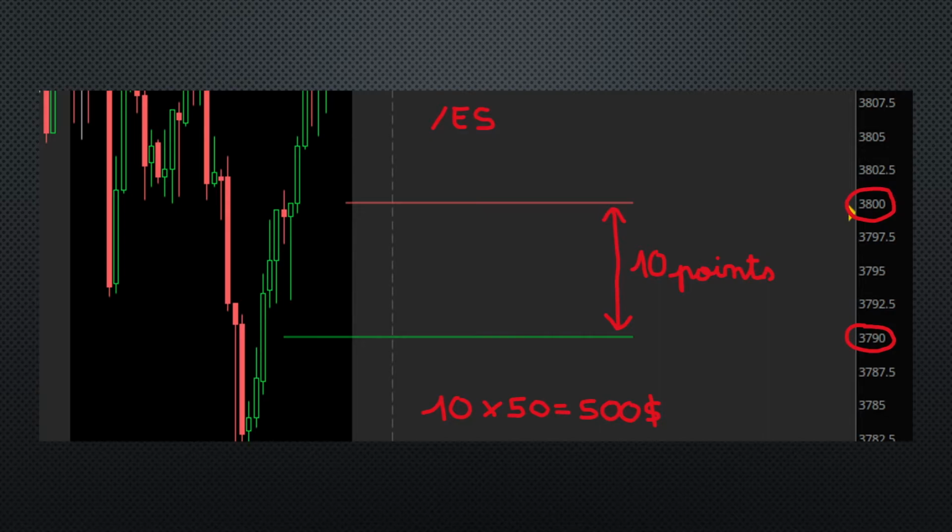Now, let me show you what this looks like on an actual chart. Let's say you bought an S&P 500 future contract at $3,790, and you sold at 3,800. You made a profit of 10 points. In order to calculate how much you actually made in terms of currency, you must multiply the number of points you made times the value of a point. So in this case, you would have made $500, but of course, this is also available for the downside, which is why a tight stop loss is key when trading futures.